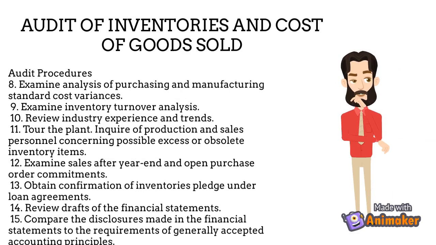9. Examine inventory turnover analysis. 10. Review industry experience and trends. 11. Tour the plant. Inquire of production and sales personnel concerning possible excess or obsolete inventory items. 12. Examine sales after year-end and open purchase order commitments.